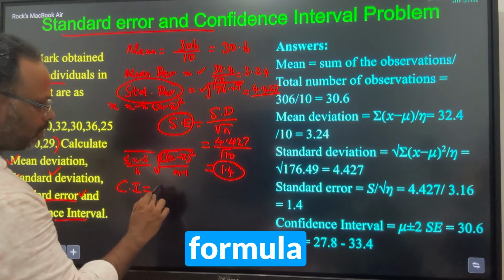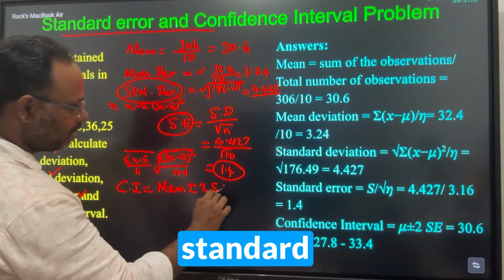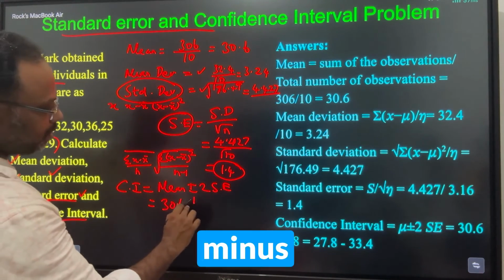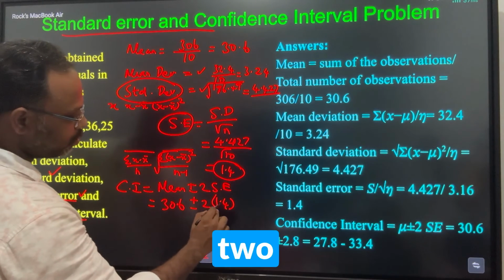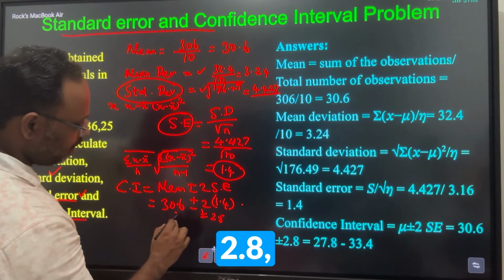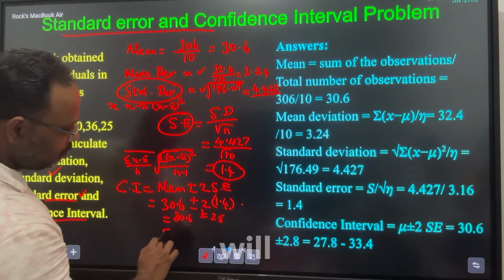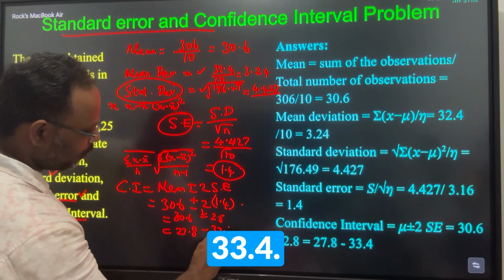This is given by the formula mean plus or minus 2 standard errors. So the mean is 30.6 here, plus or minus 2 into 1.4, which is 2.8. So 30.6 plus or minus 2.8 will yield 27.8 to 33.4.